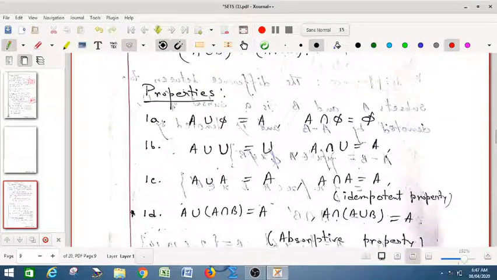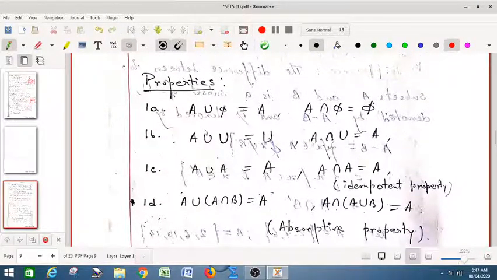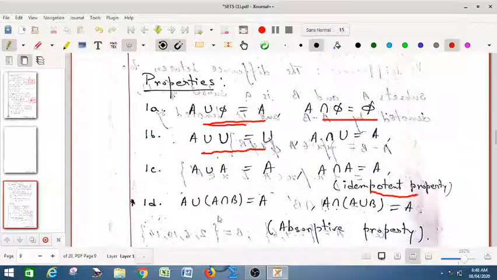Properties, there are some important properties for sets. A union phi is equal to A, A intersection phi is equal to phi, A union universal set is equal to the universal set, A intersection universal set is equal to A, and A union A is equal to A intersection A is equal to A. This is called the idempotent property. And this is very important: A union A intersection B is equal to A. This is called the absorptive property. A intersection A union B is equal to A.